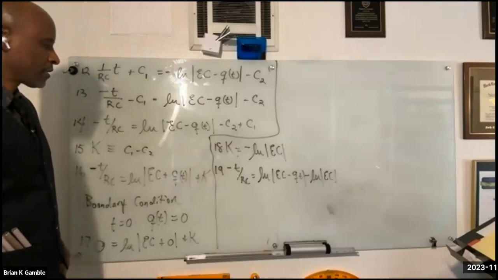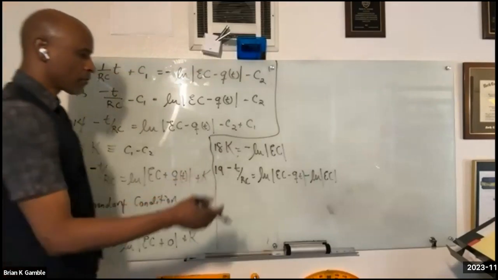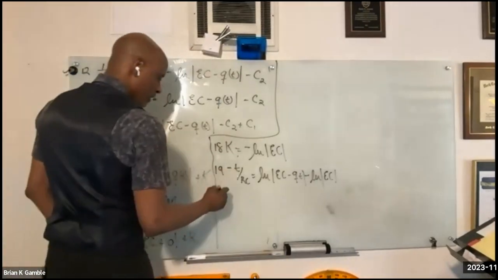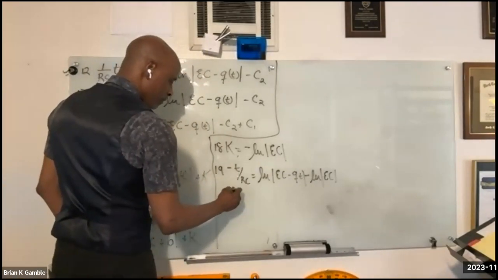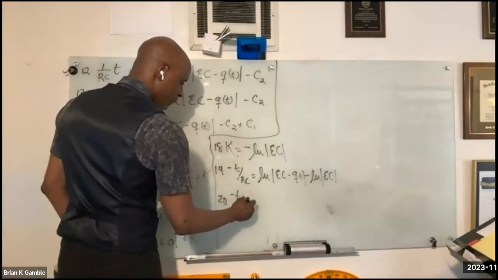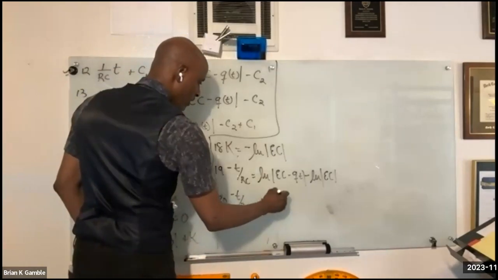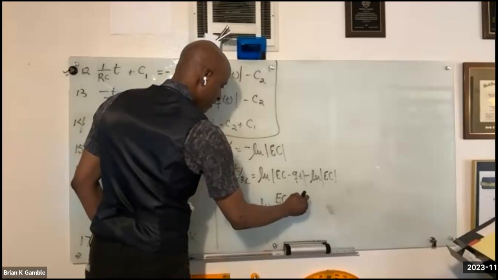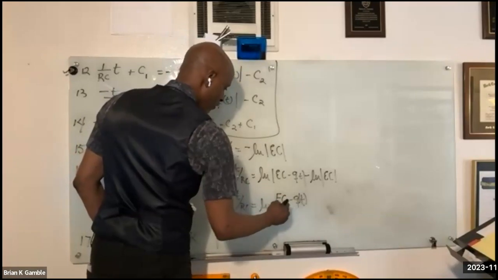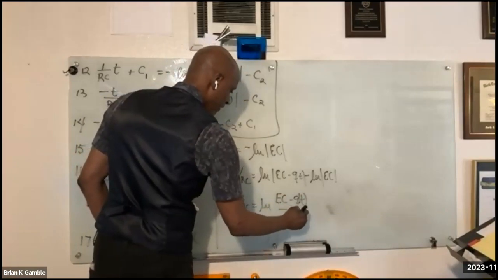I'm going to use that identity: log A minus log B is log A over B. So we're going to get minus T over RC is equal to log quantity EC minus QT over EC.